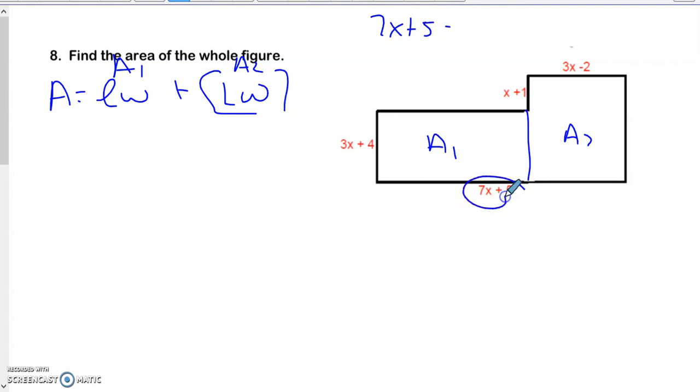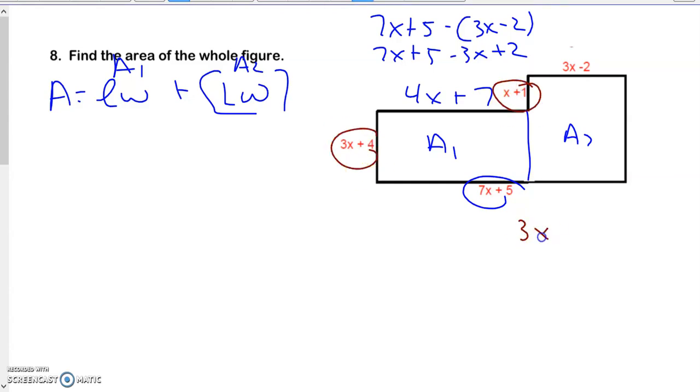So what I'm doing is taking this, and I'm going to subtract the 3x minus 2, so I get 7x plus 5 minus 3x plus 2. I'm going to get, this would be 4x plus 7. Now this dimension, I need to add them, so I'm going to take this, and I'm going to add them together. And I'm going to get 4x plus 5. So this would be 4x plus 5.